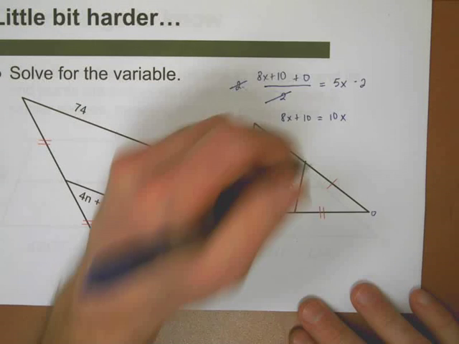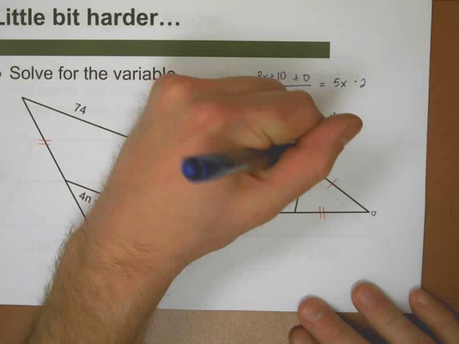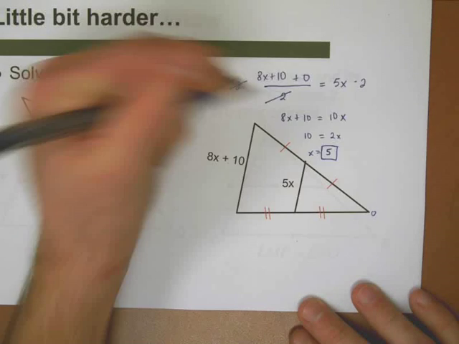I need to combine like terms. Let's subtract 8x from both sides. So 10 is equal to 2x. Divide out with the 2, and x must be equal to 5.